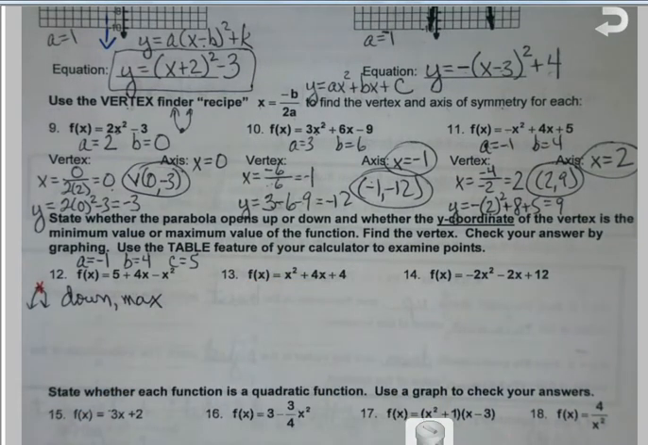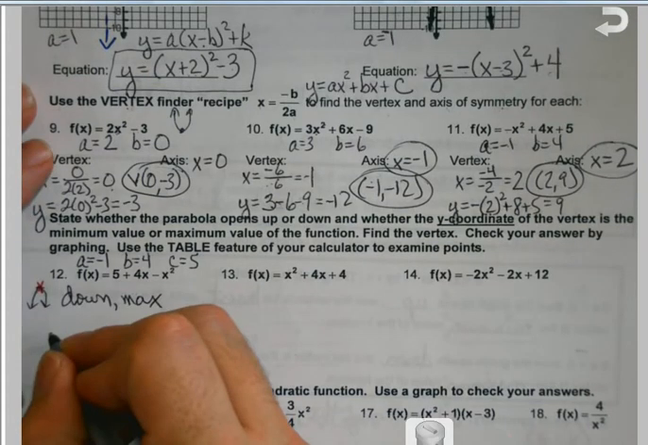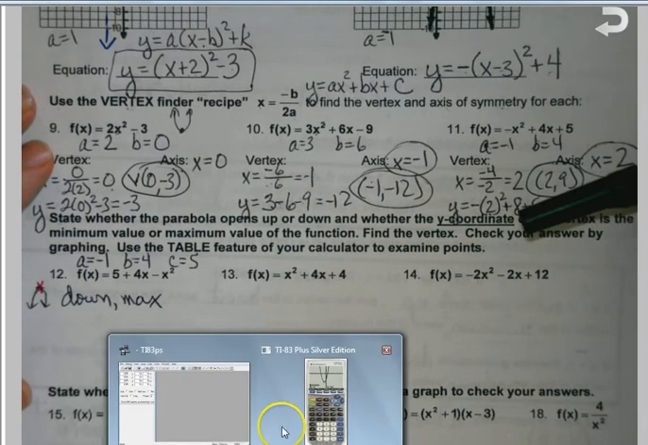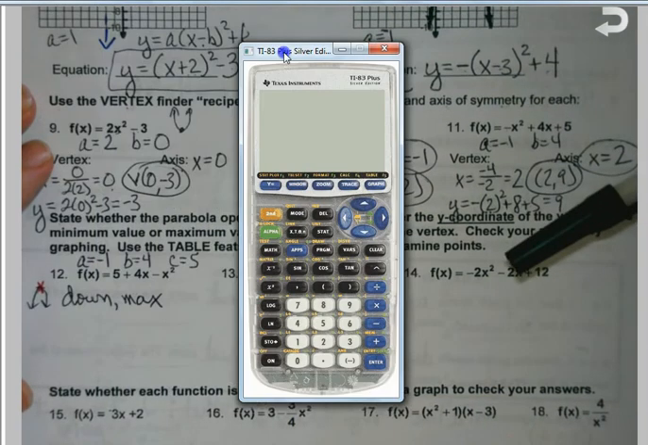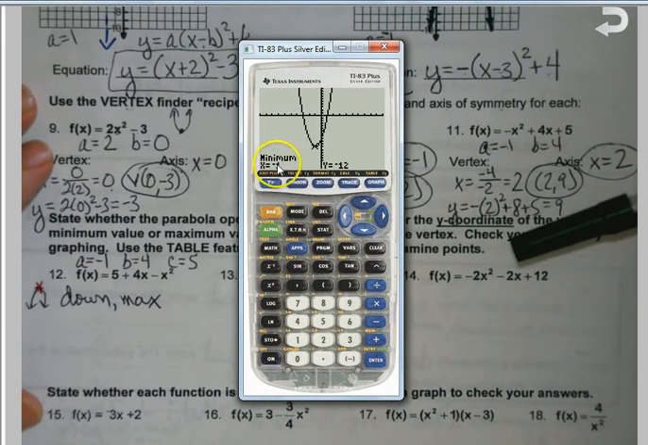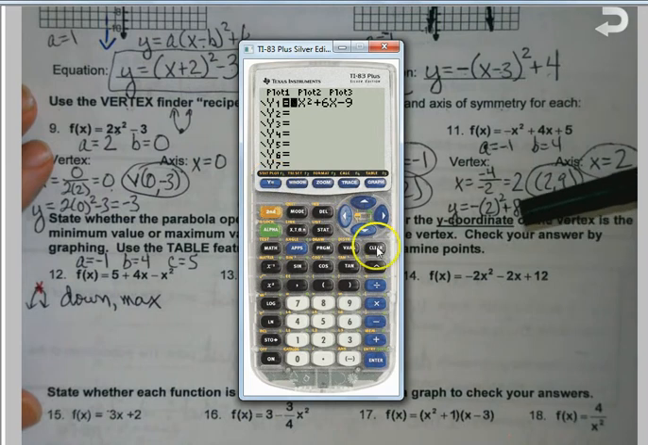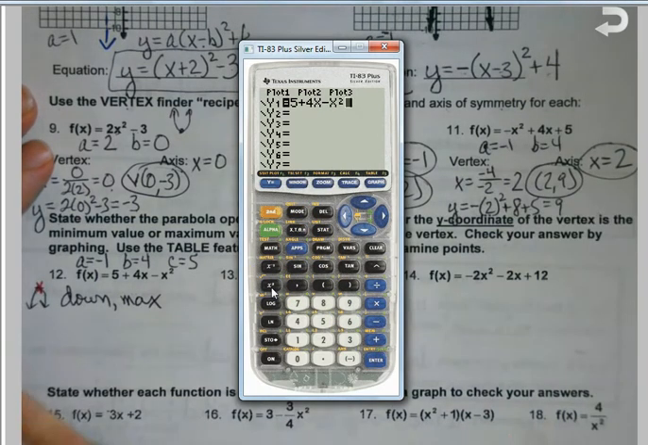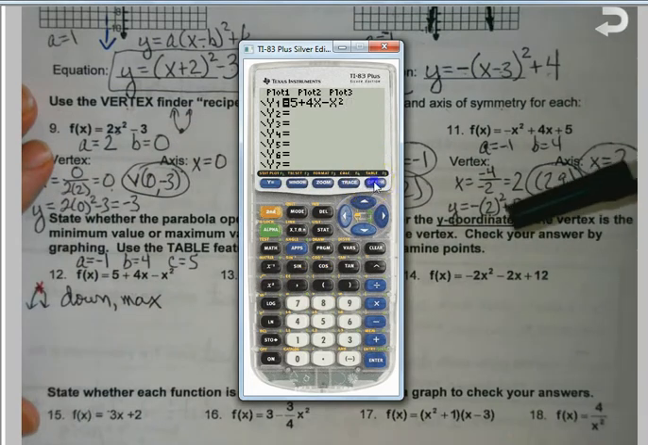Now, it says find the vertex. Check your answer by graphing. Well, shoot. If I'm going to do that, I might as well just graph it. So let's jump in here. We're going to double check with graphing, and then we're going to hit one where you really see the good use of this. And I can even type it in the way it is already. I don't have to put it back into standard form to make this work out for me. I can do exactly what it says and graph it.